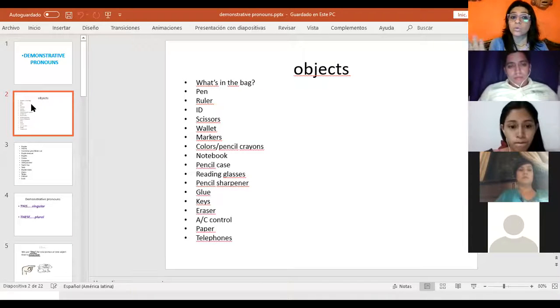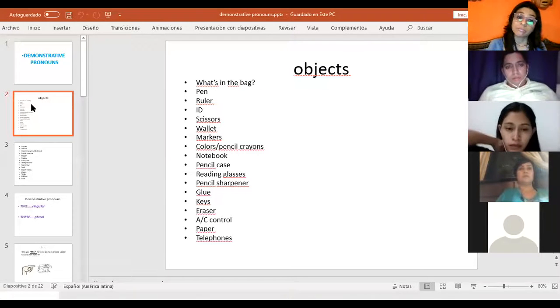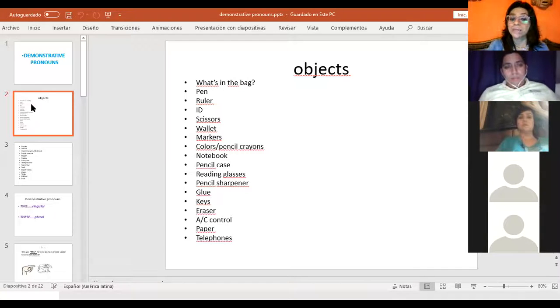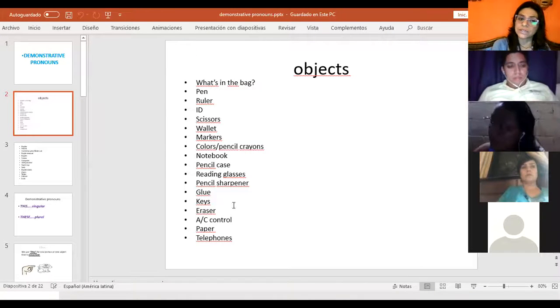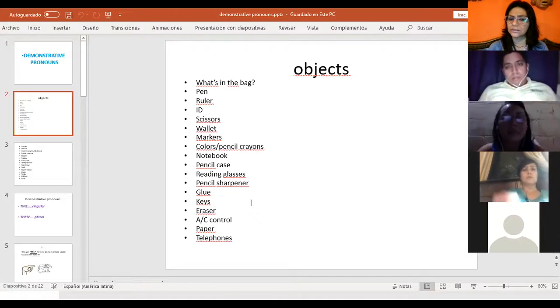So we have pen, we have ruler, we have ID, todos ya lo vimos, scissors, we have wallet, markers, colors or pencil crayons, a notebook, a pencil case, reading glasses, pencil sharpener, glue, keys, erasers, ese no se los enseñé, eraser, el borrador. Eraser es el borrador. We have paper, we have cell phones or telephones, all right? Do you understand all these words? ¿Entendemos todo ese vocabulario que está ahí? Sí, ¿verdad? Yes.